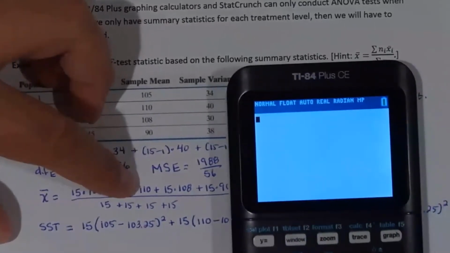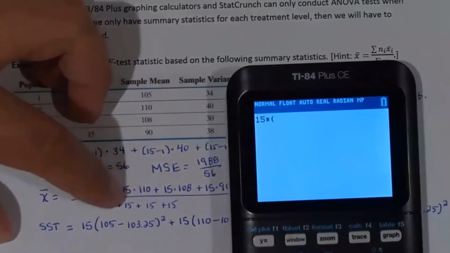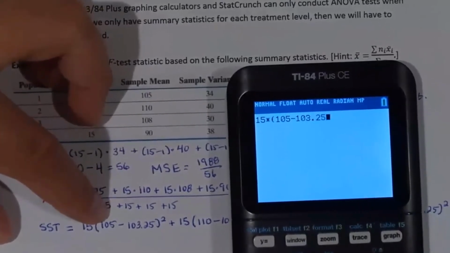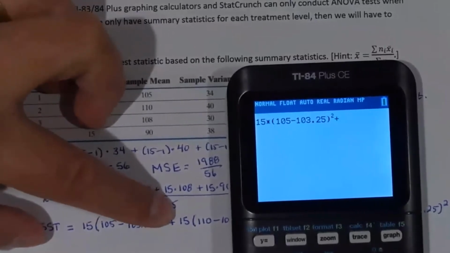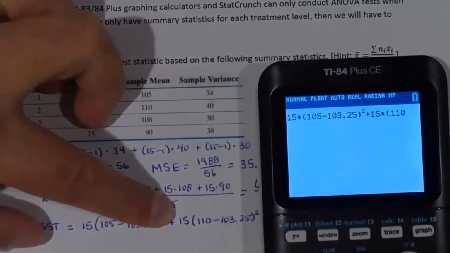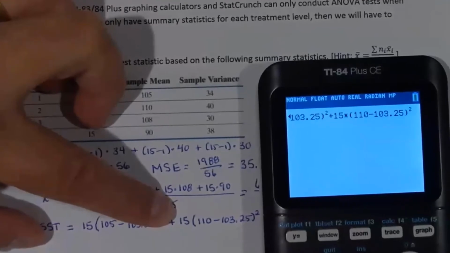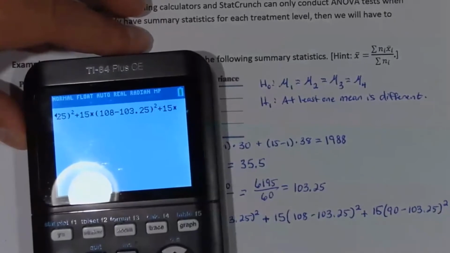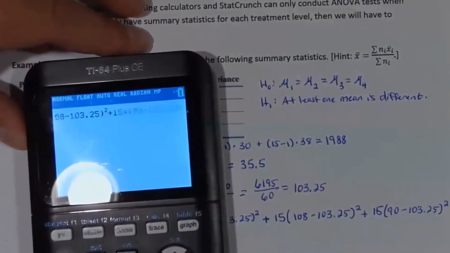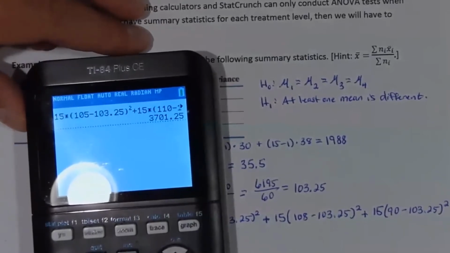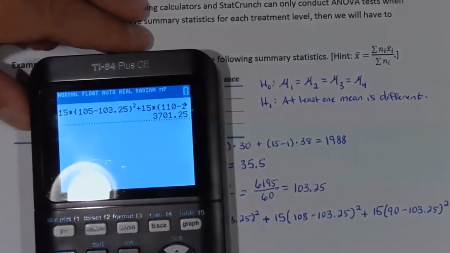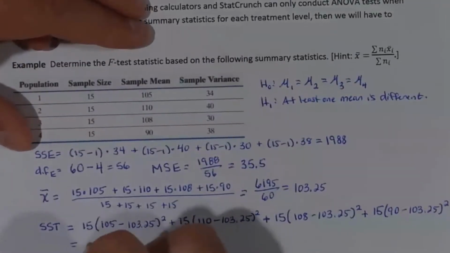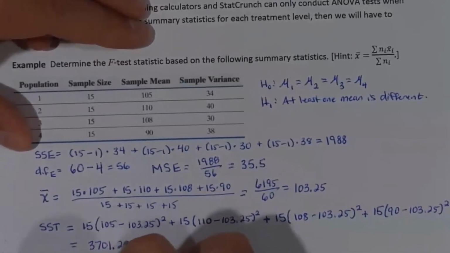So if I punch that in my calculator, I'm going to have 15 times (105 minus 103.25) squared, plus 15 times (110 minus 103.25) squared, plus 15 times (108 minus 103.25) squared, plus, last but not least, 15 times (90 minus 103.25) squared. And so that total is 3,701.25.